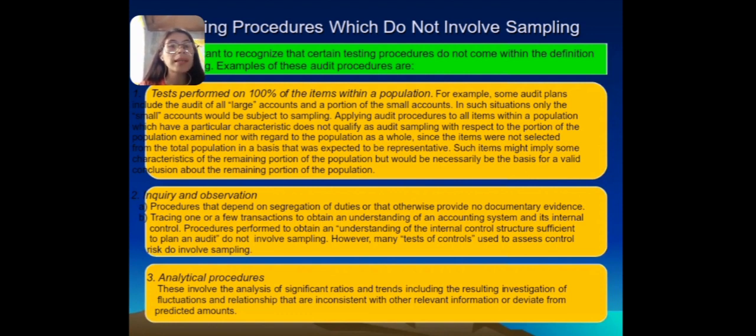However, many tests of controls used to assess control risk do involve sampling. The next one is analytical procedures. These involve the analysis of significant ratios and trends, including the resulting investigation of fluctuations and relationships that are inconsistent with other relevant information or deviate from the predicted amount.